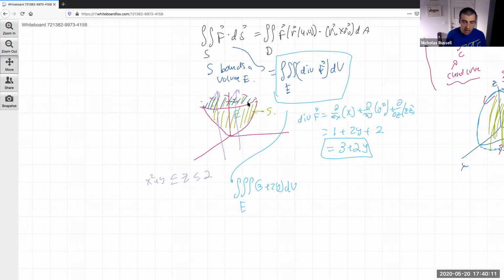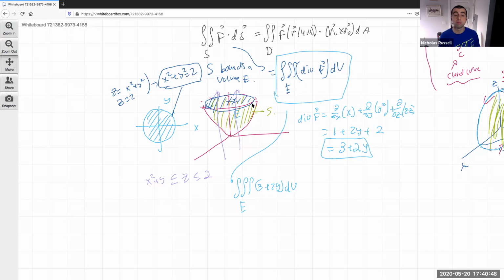Now, once I've integrated out z, I project onto the xy plane, and I'm going to get a circle. What's the radius of that circle? That circle is this top circle right there. It's the intersection of the paraboloid and the plane z equal to 2. Remember, z is equal to x squared plus y squared, and z is equal to 2. So it's the intersection of these, and you get x squared plus y squared equals 2. That's this circle, so the radius is the square root of 2.